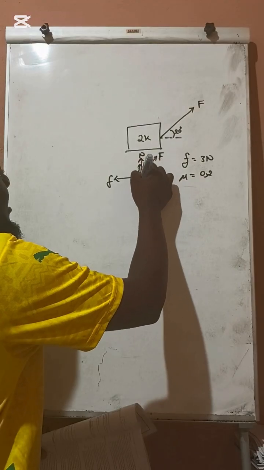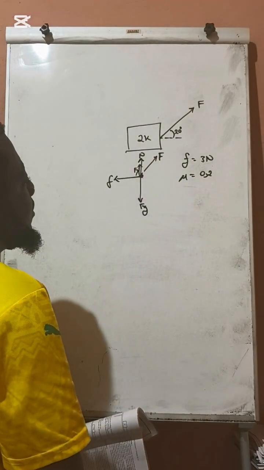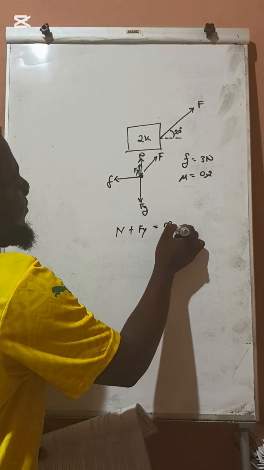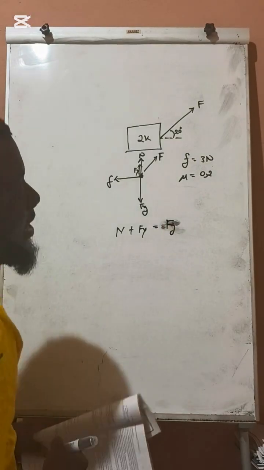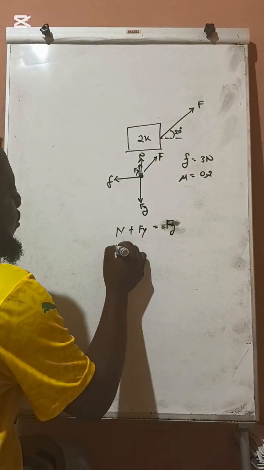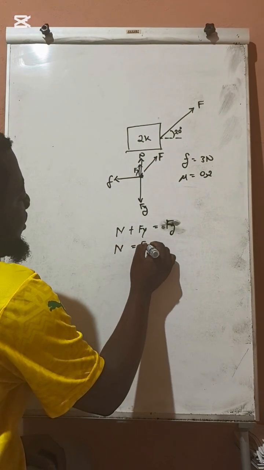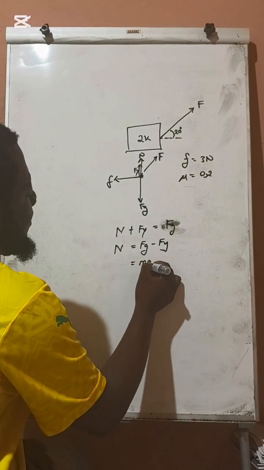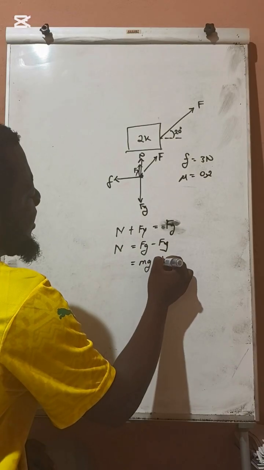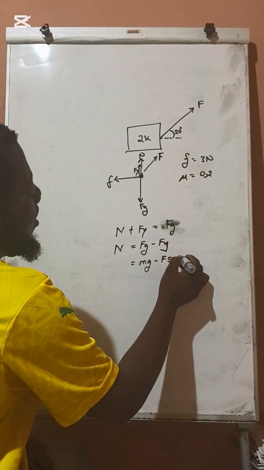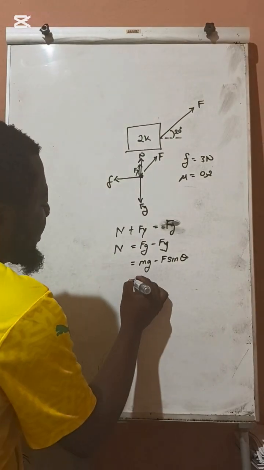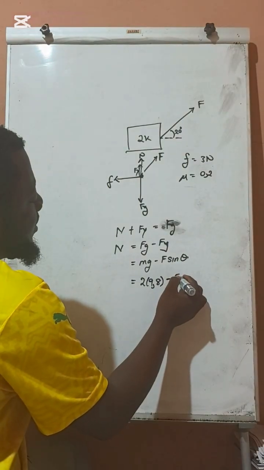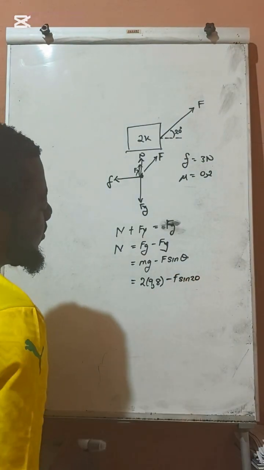Obviously normal force is going to be affected by Fy. So this will give you normal force plus Fy is equal to mg, which is equal to Fg. They are balancing like this, which is going to give you normal force is equal to Fg minus Fy, which is going to give you mg minus, here we said Fy is going to be what? F sine of theta. So in this case, it's going to be 2 times 9,8 minus F times sine of 20.